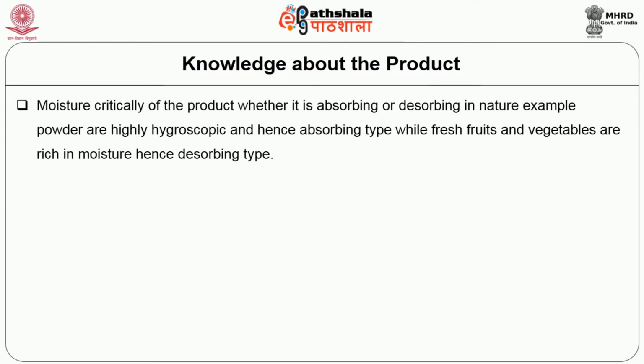Moisture: critically, whether the product is absorbing or desorbing in nature. Example, powders are highly hygroscopic and hence absorbing type, while fresh fruits and vegetables are rich in moisture, hence desorbing type. Compatibility of the product with the packaging material and vice versa.